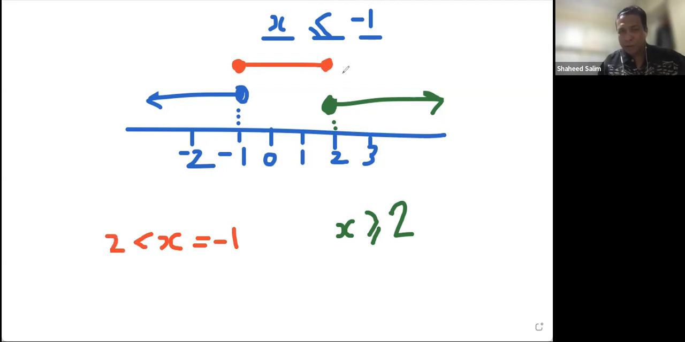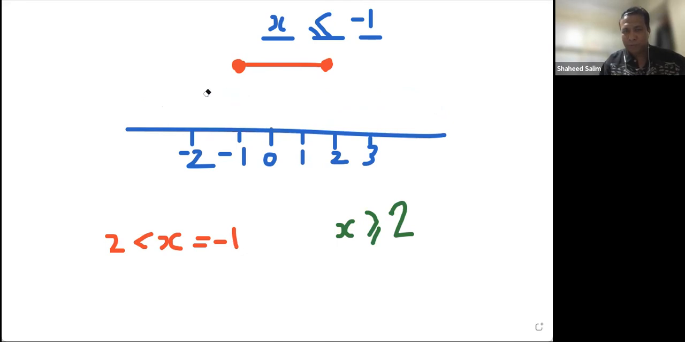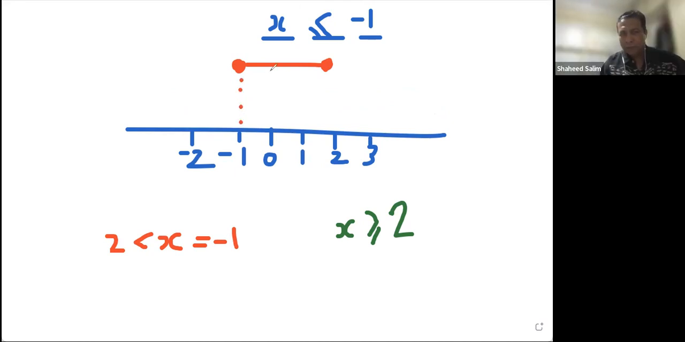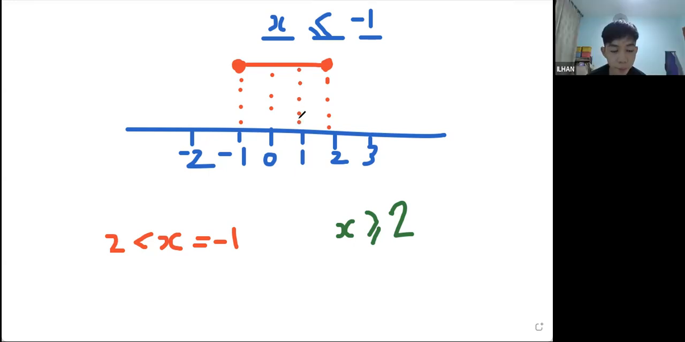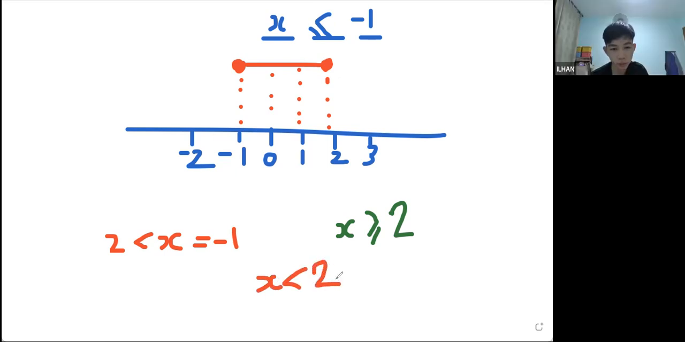But down here, x is not greater than 2. Now, the green is not inside, only the red part. x is only in the red part. x can be this, x can be this, x can be this. So it's a range, you know. x is less than or equal to 2.